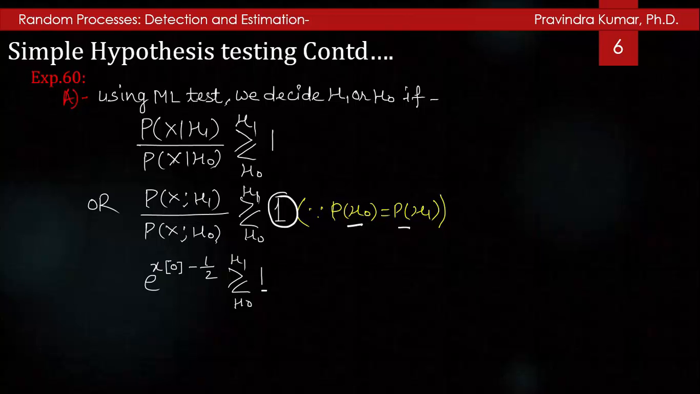So it can be x0 greater than or less than 1/2 plus log e of 1, and the value of log e of 1 is 0.